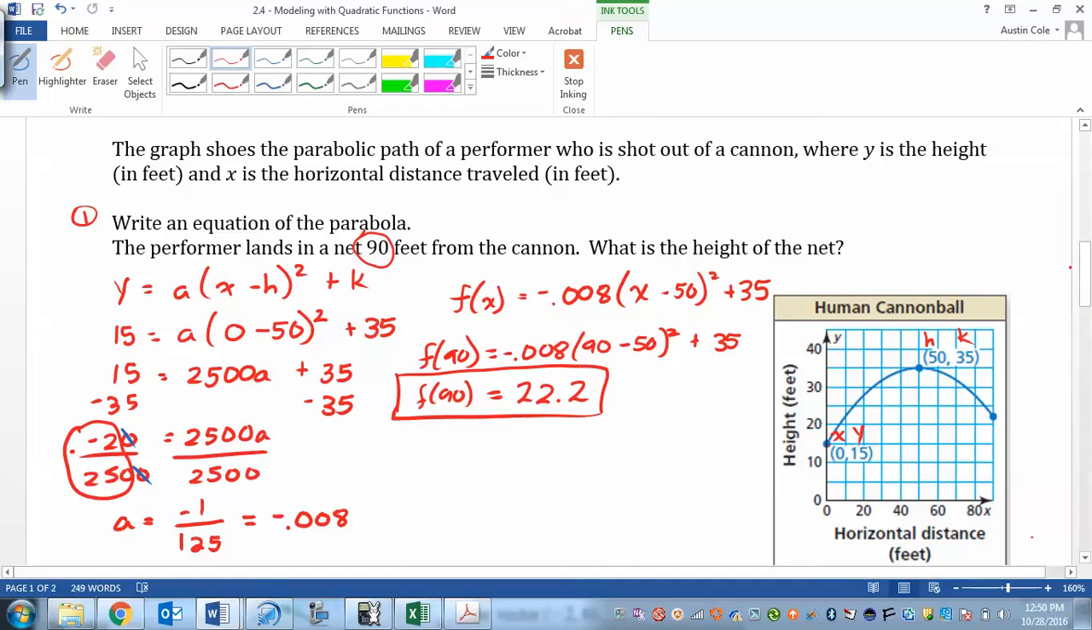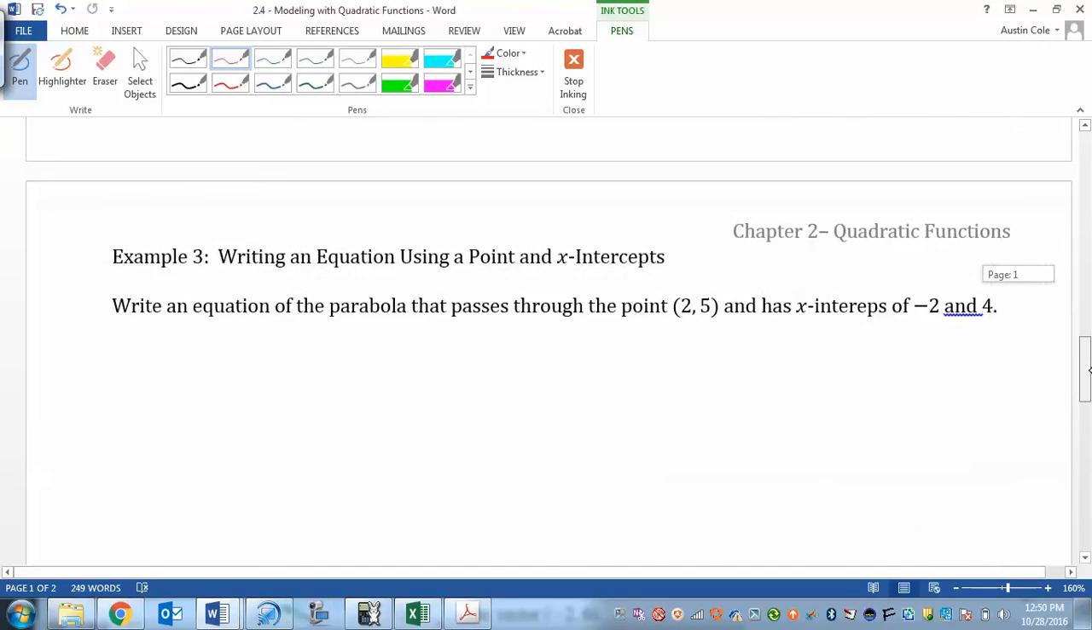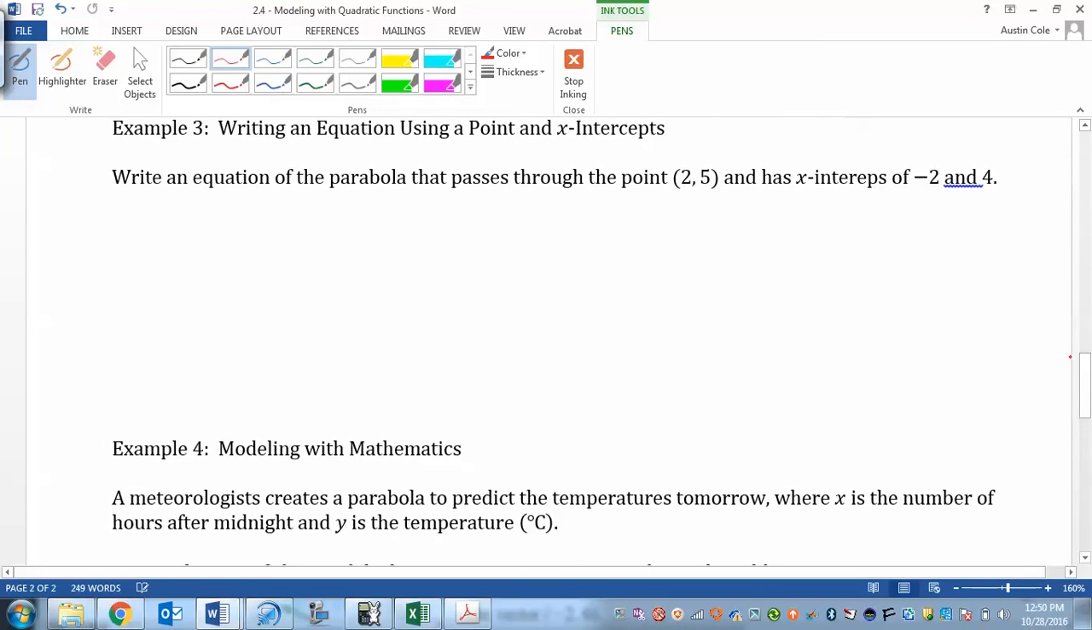Any questions there? Okay, moving on here. Top of the next page. Number 3. Now it says, write an equation of the parabola that passes through the point (2, 5) and has x-intercepts -2 and 4.